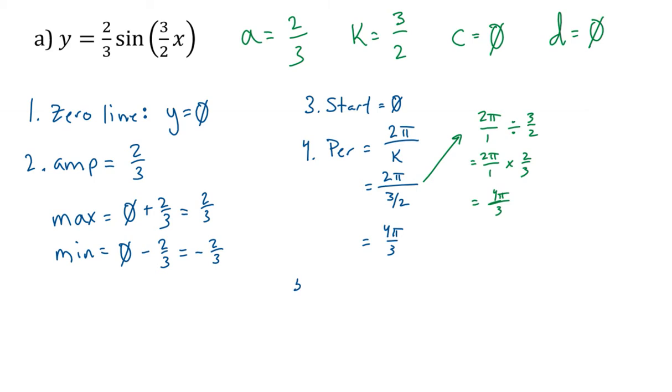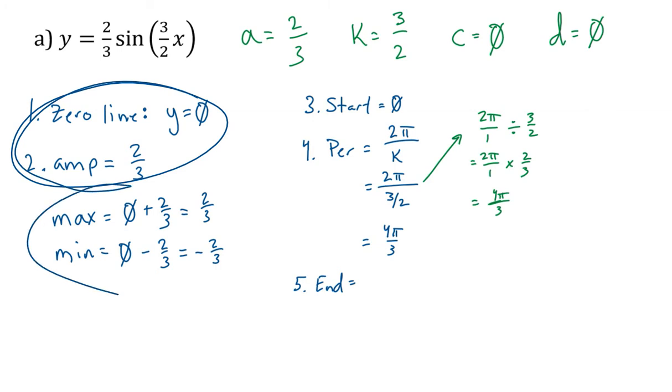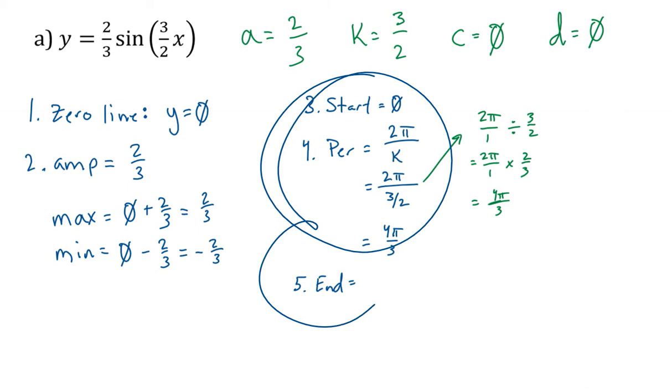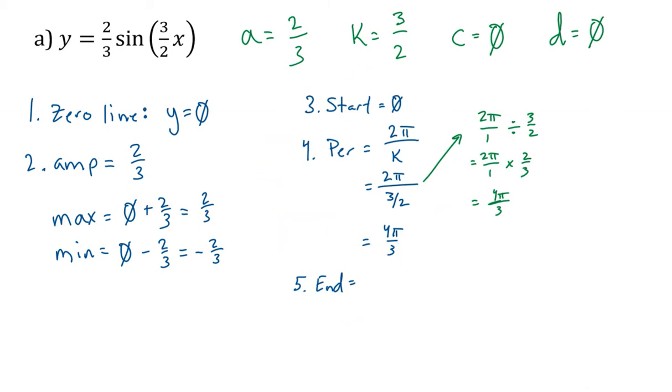Okay? And then the end. Well, what's the relationship between the start and the period and the end? Just like we used the zero line and the amplitude to figure out the max and the min, we use the start and the period to figure out the end. We do the exact same thing. So the relationship here is it is the start, and again, normally I wouldn't write all of this down, we'll just do it in the beginning, the first time, so we've got it written down once to refer back to, plus the period.